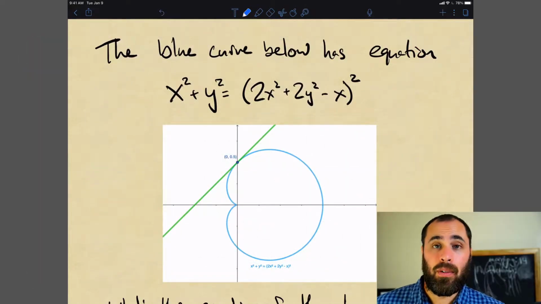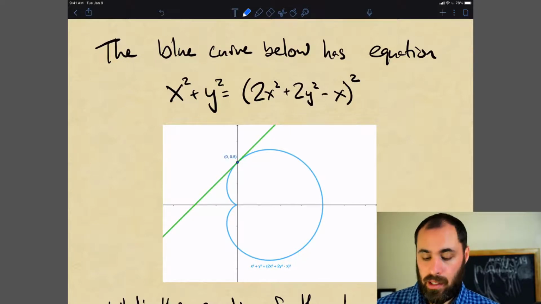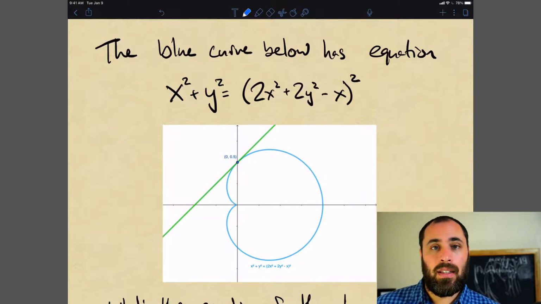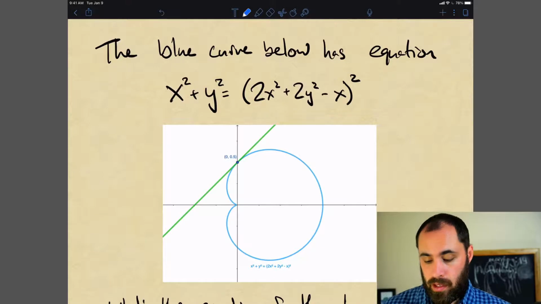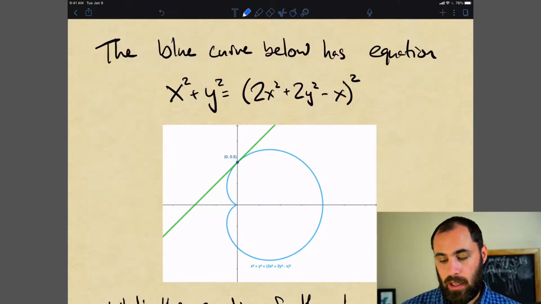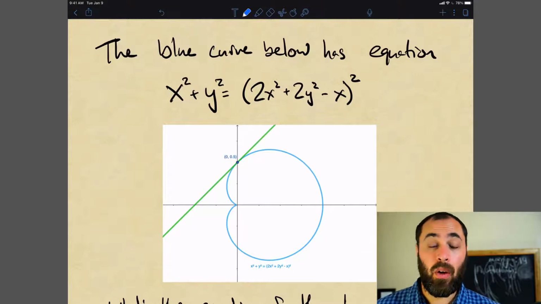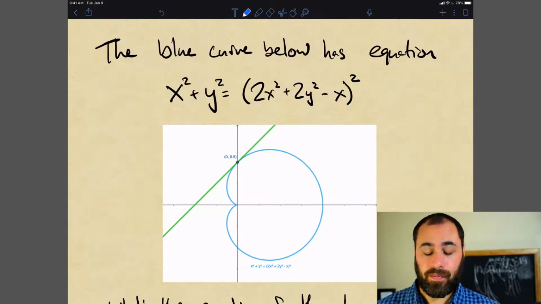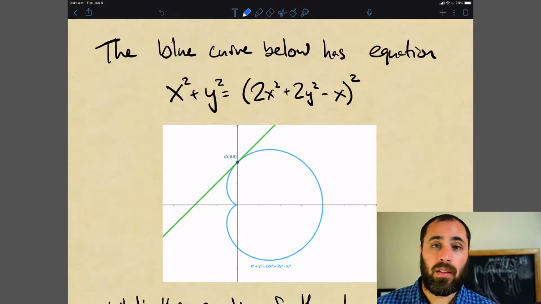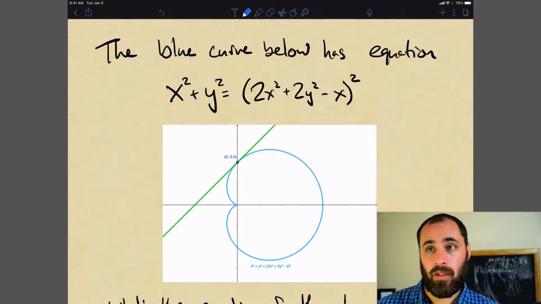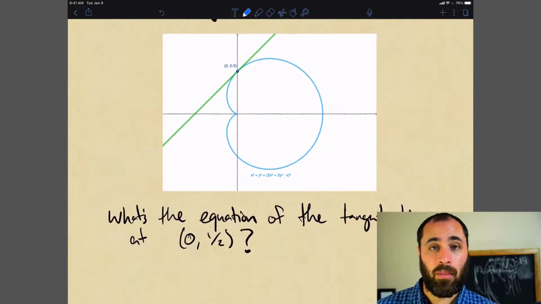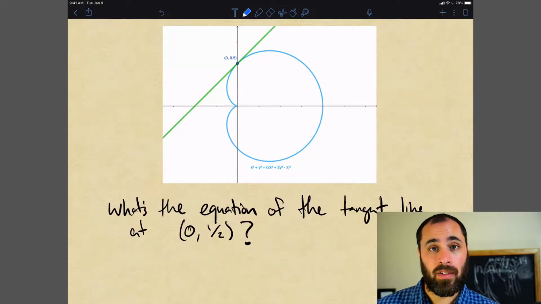One last example. This funky blue curve that we see is the set of solutions to this equation: x squared plus y squared equals this quantity, 2x squared plus 2y squared minus x, the whole thing squared. There's a point on it, (0, 1/2). If you're really interested, you can check that those x and y values satisfy this equation. But through that point, we can draw a tangent line.